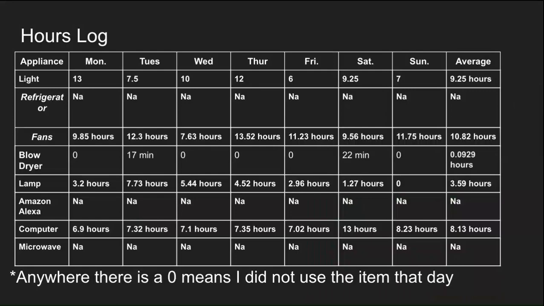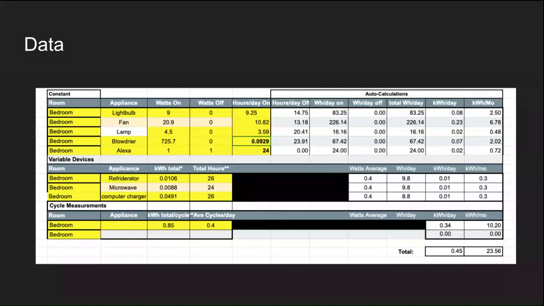Here's my hours log. Anywhere there was a zero, that means I didn't use that item that day. If it's an NA, that means it's a variable power device. Here's my data.